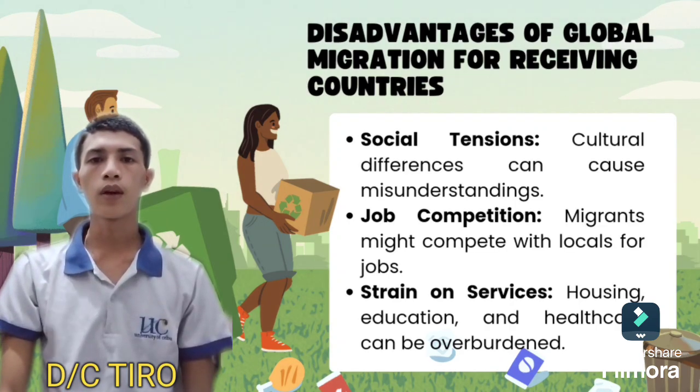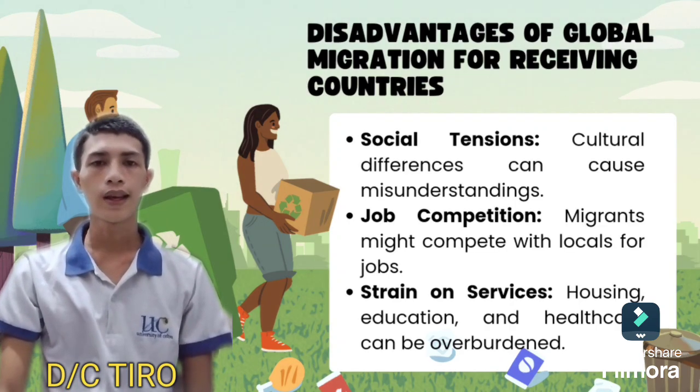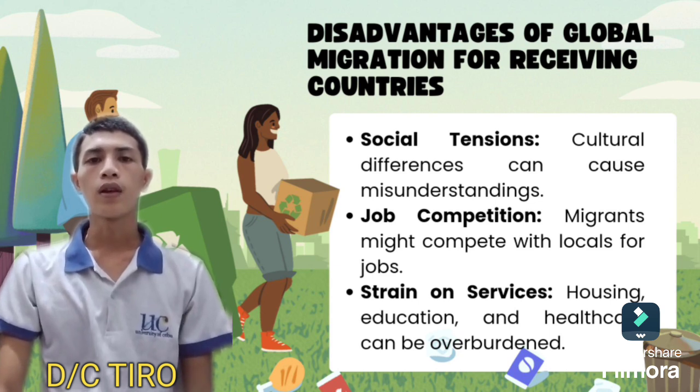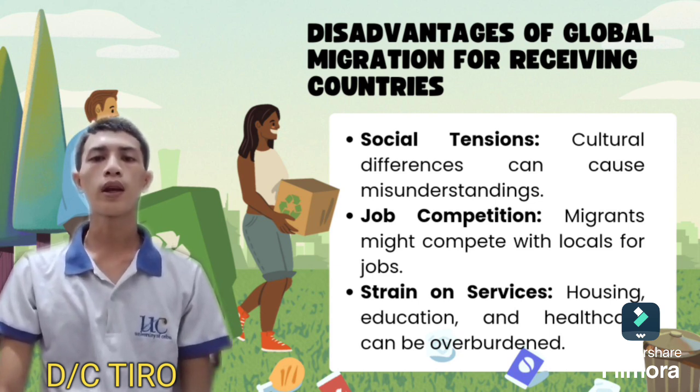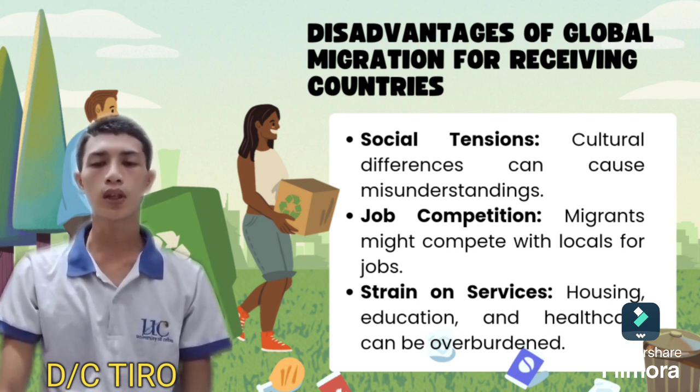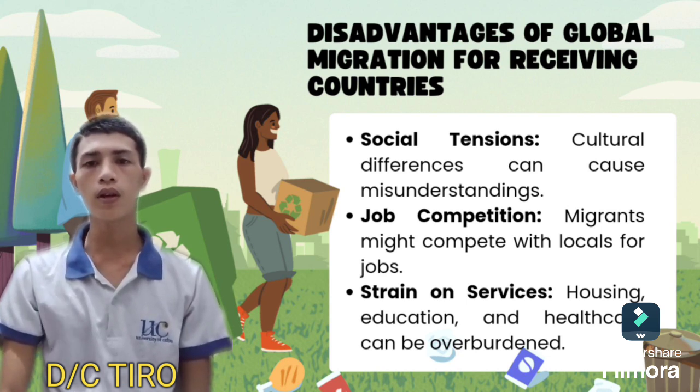Disadvantages of global migration for receiving countries. So, social strain. Large influxes of migrants can sometimes lead to social tension and integration challenges, particularly when local communities feel that their way of life is threatened.